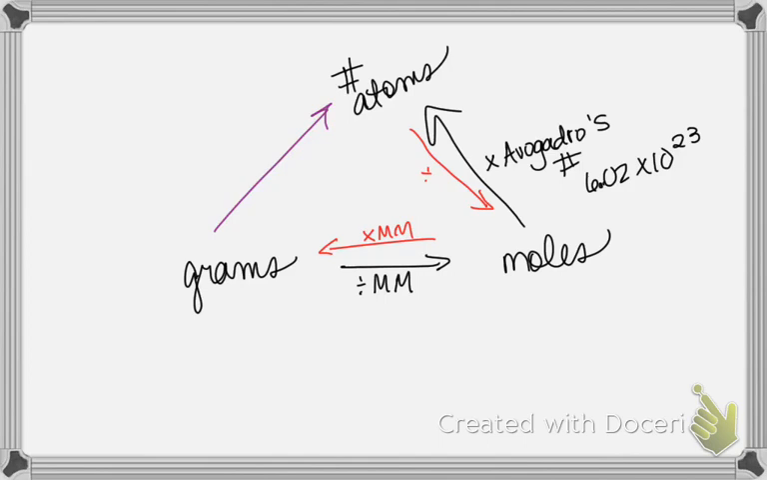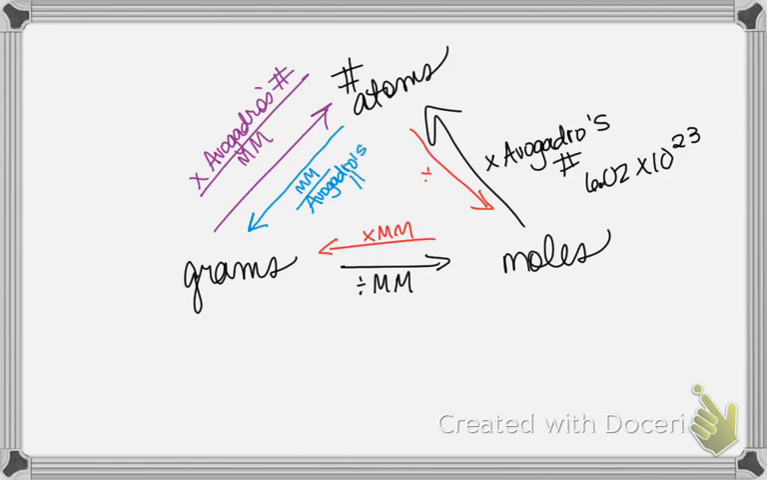If you're converting straight from grams to number of atoms, you are going to need to multiply by Avogadro's number and at the same time divide it by the molar mass. And of course, if you were coming from atoms to grams, you're going to have to multiply by molar mass and divide by Avogadro's number. And there's a little flow chart like this in your book that might be helpful as well.